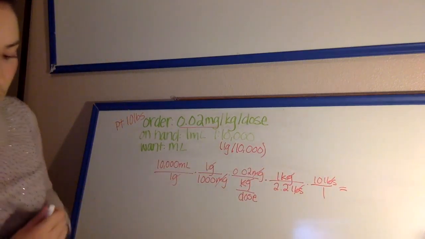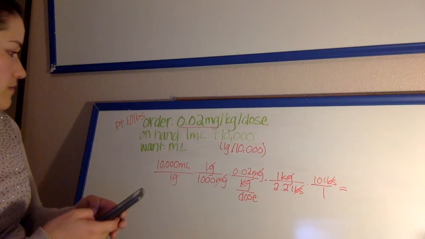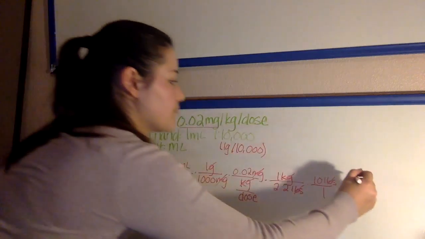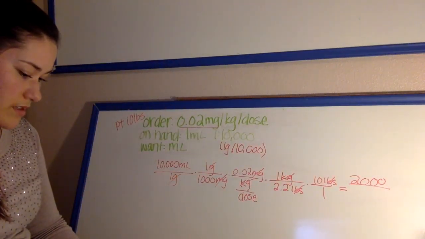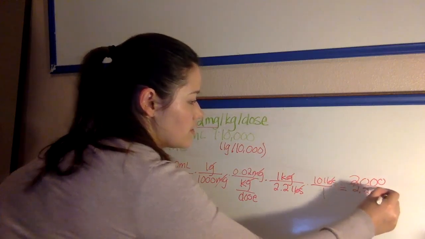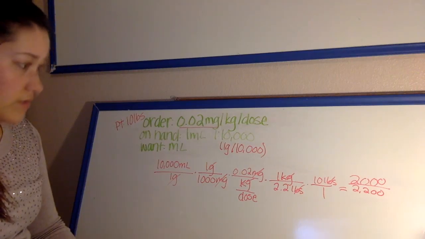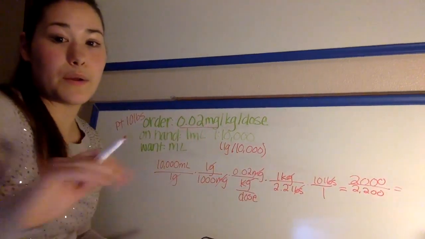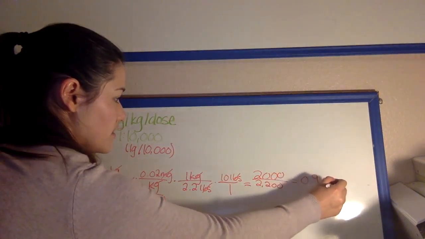And I'm not that smart, so I'm going to pull out my calculator. So I have my 10,000 milliliters times 0.02 times 10. That equals 2,000, over 1,000 times my 2.2 pounds. That equals 2,200. So if I take my 2,000 and divide it by my 2,200, that gives me an answer of 0.909 and so on and so forth.